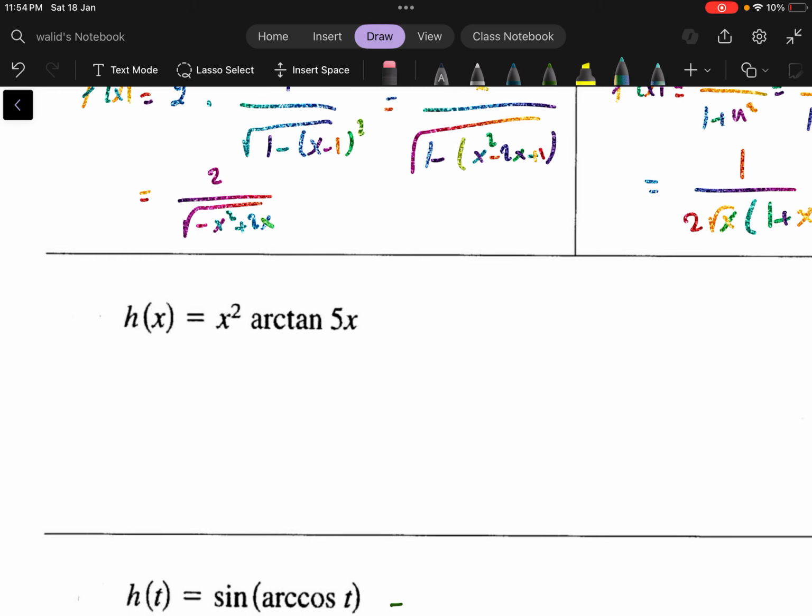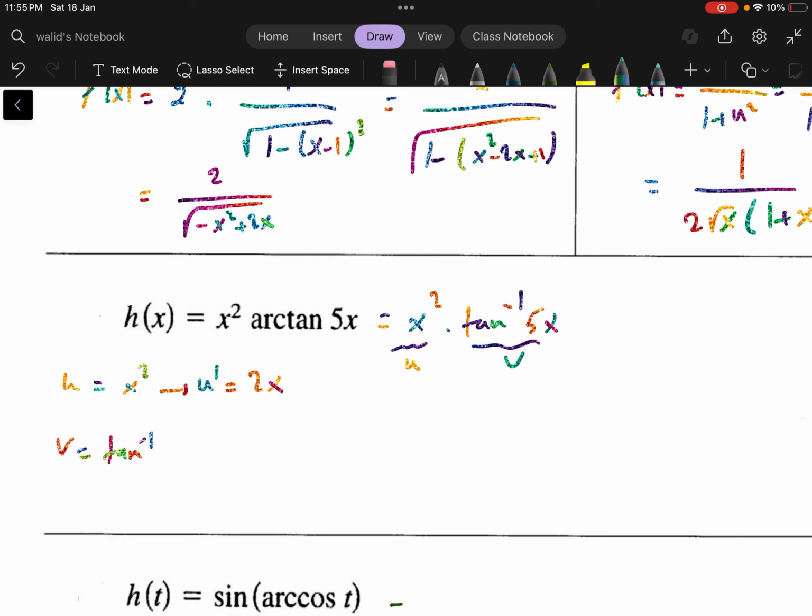For the coming question, x squared multiplied by tan inverse of 5x. Here we have the product rule, u and v. So u, I'm going to take it as x squared, the derivative is 2x, v as tan inverse of 5x, the derivative is u prime, which is 5 over 1 plus u square, 5x squared.